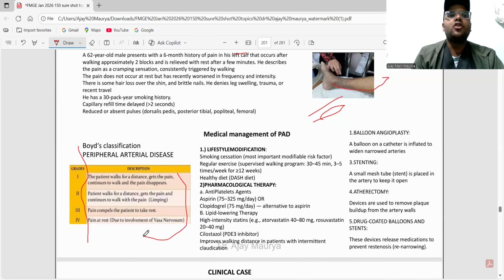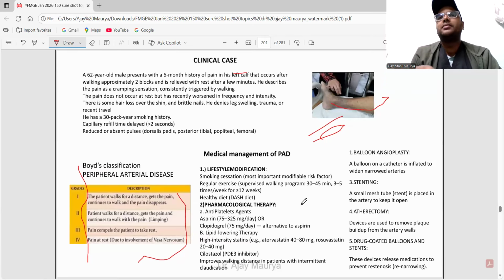Once upon a time they asked this question. So what are the things you are going to do? You have to advise a healthy diet. You have to give antiplatelet agents, clopidogrel, everything. These are the medical interventions. No need to go deep, but these are also important.